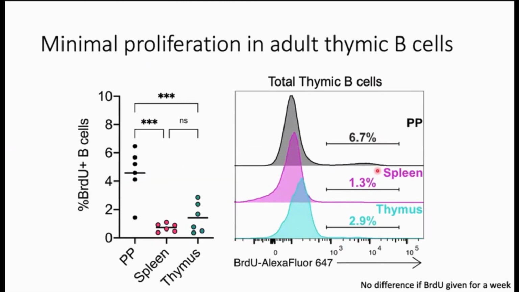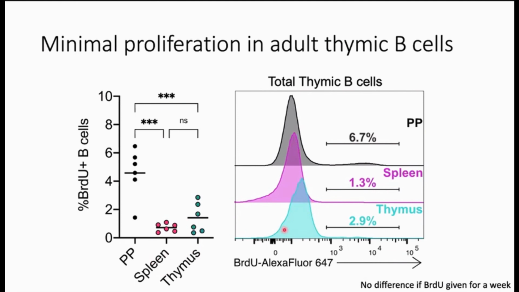And so we find that there's actually minimal proliferation of the B cells within the adult thymus. This is a representative histogram plot looking at BrdU on the x-axis, and you can see that there is very minimal uptake within the thymus, even comparatively to the Peyer's patches. This is quantitated here on the left, and the spleen and the thymus are about the same. There's no significant difference between these two, even though we know that there's a lot of activated cells within the thymus compared to the spleen, and so this was very surprising.